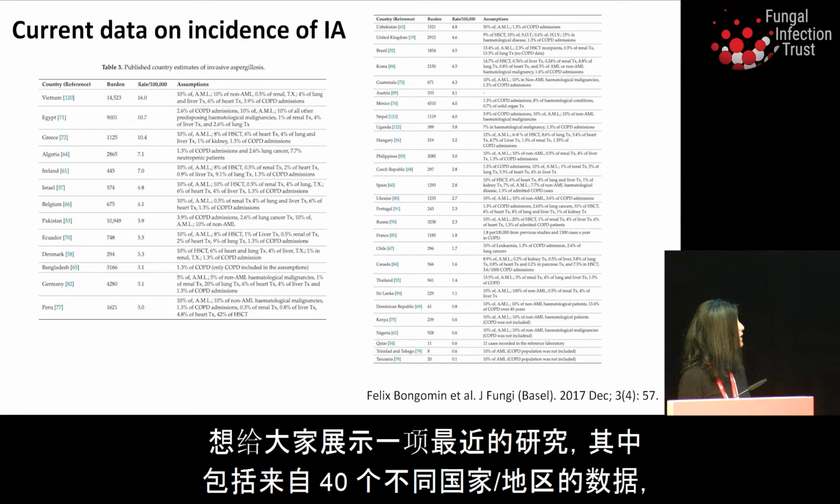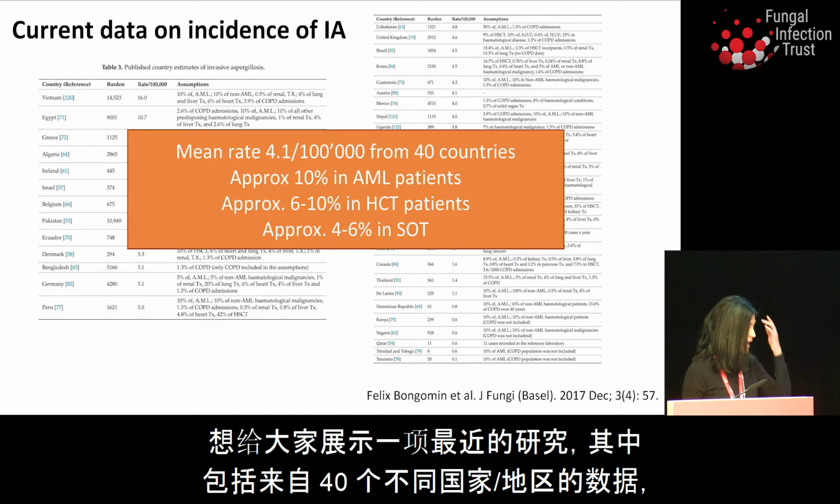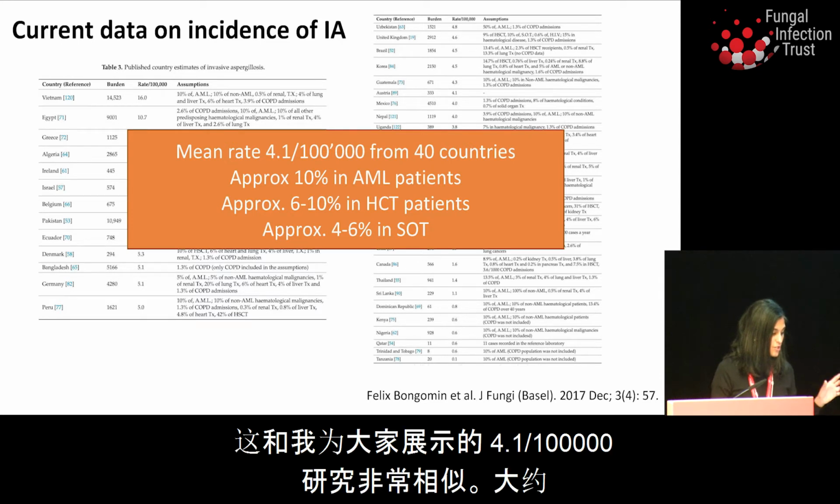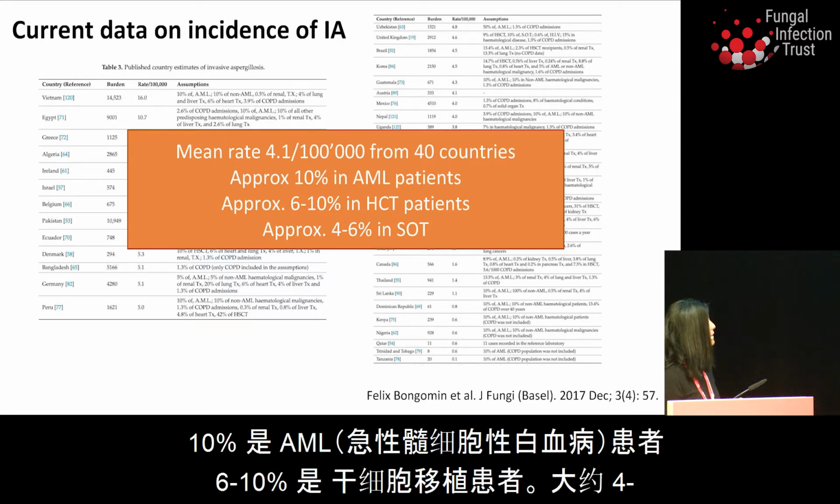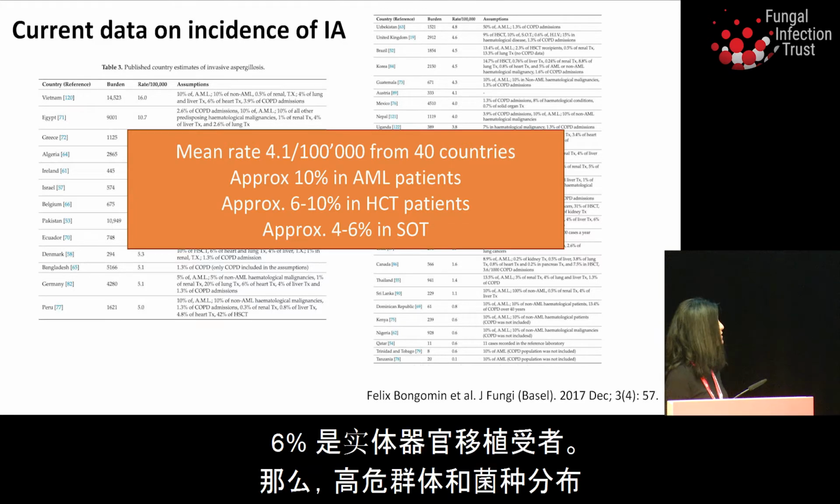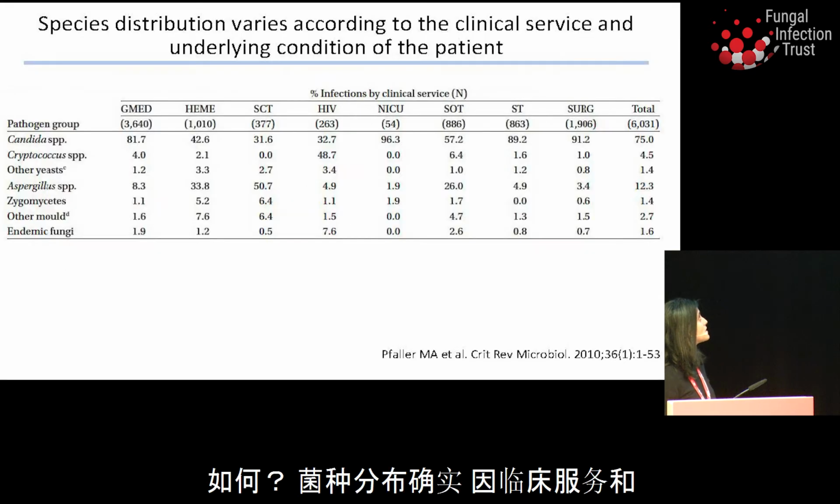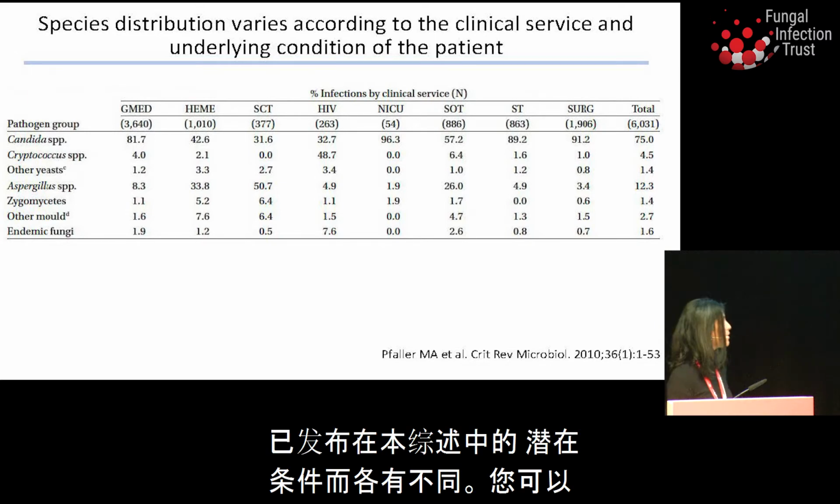Here I would like to show you a recent study where they included data from 40 different countries, and they found a mean rate of 4.1 per 100,000, which is actually quite similar to the study I showed you. Approximately 10% were in AML patients, 6 to 10% in stem cell transplant patients, and approximately 4 to 6% in solid organ transplant recipients. So how are the risk groups and species distributed? The species distribution really varies according to clinical service and underlying condition, which has been published in this review.